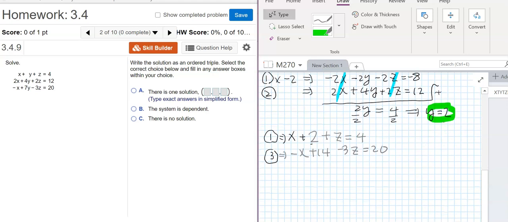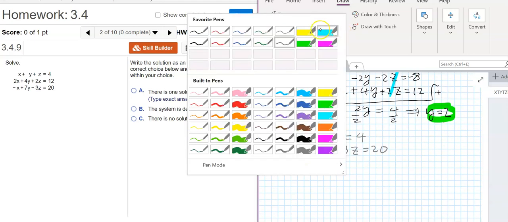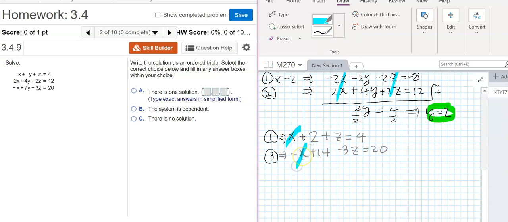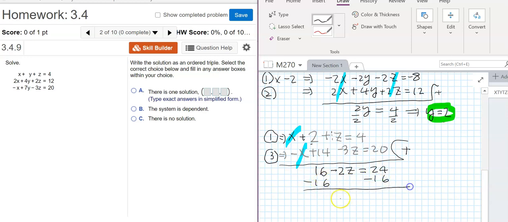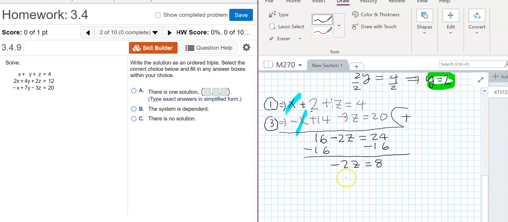Okay. So now, I'm going to eliminate x again. So this is x and -x, so now I add the two equations. So 2 + 14 is 16. 1z plus -3z is -2z, equal to 24. So now I subtract 16 from both sides. So -2z equals 8. So I divide by -2. That makes z equal -4.